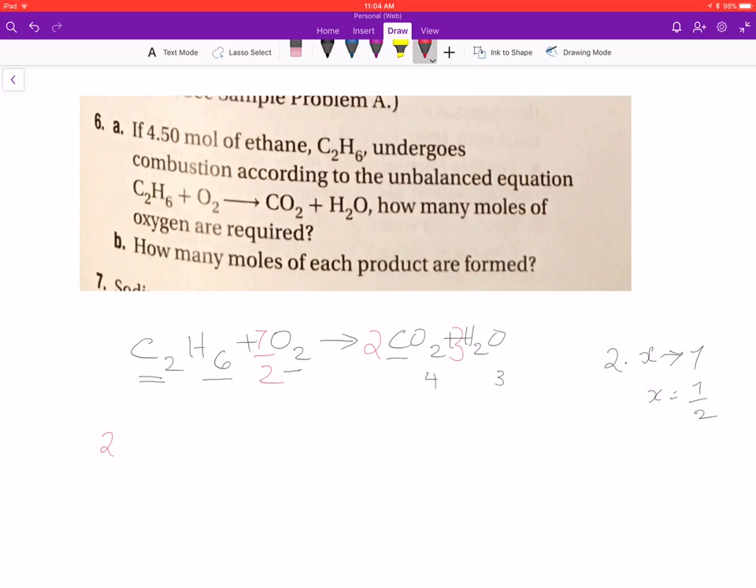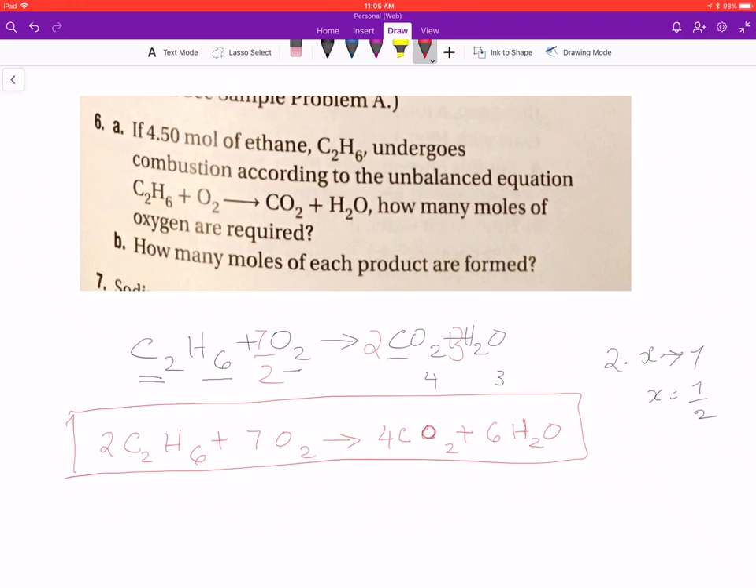So you get 2C2H6 plus 7O2 yields, when you multiply this side by 2, you get 2, sorry, it's not 2, that's 4. You get 4CO2 plus, multiplying by 2, right? So you get 2 times 3 is 6 H2O, right? So you get a balanced equation.